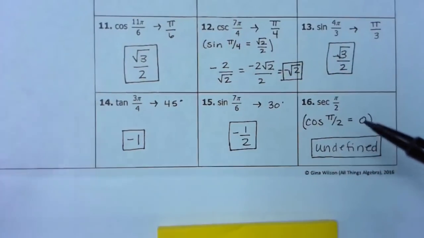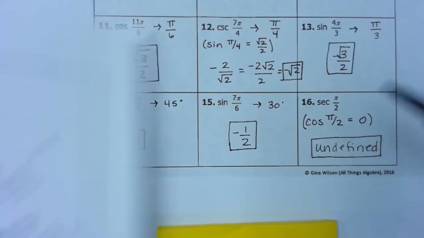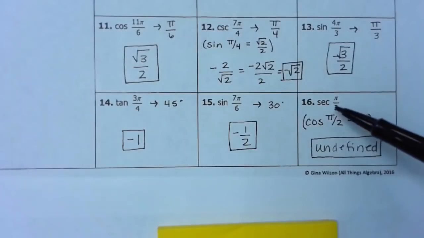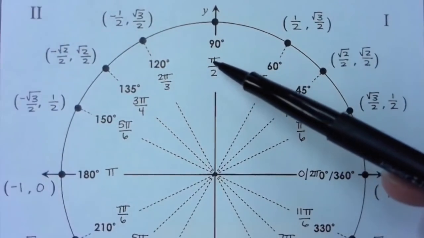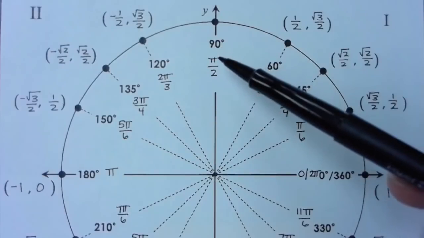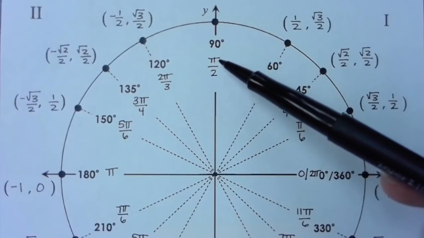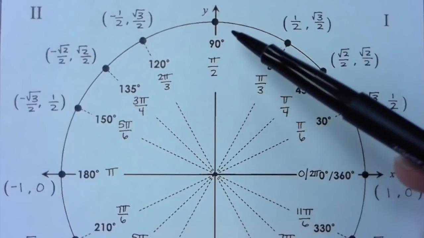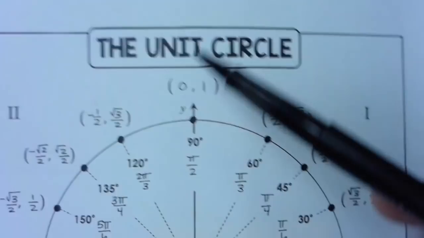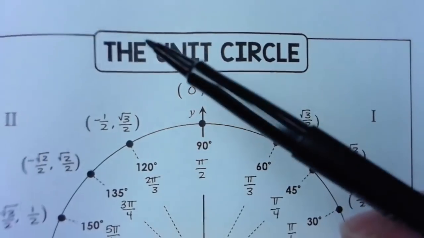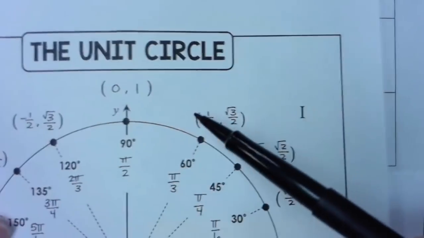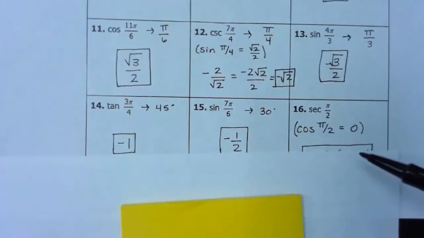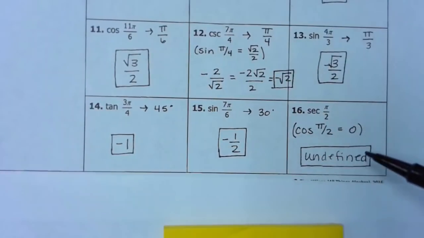Finally, the last one is secant of pi over 2. So secant is the reciprocal of cosine. Secant of pi over 2 right here. Okay. Cosine would be 0 over 1, which is why you get 0. So therefore, secant, you would take the reciprocal of this point, and you're going to get 1 over 0. And of course, you can't divide by 0, so it's undefined.